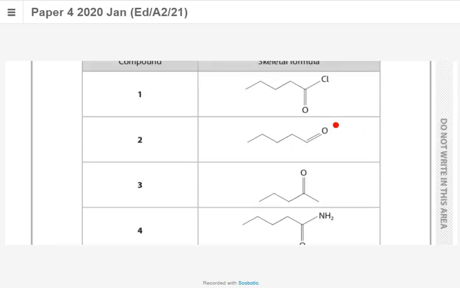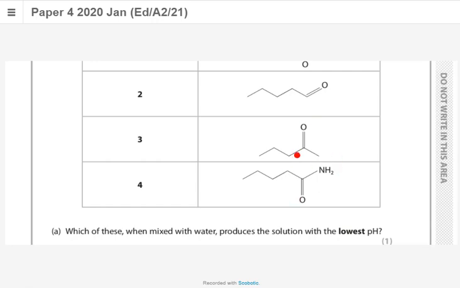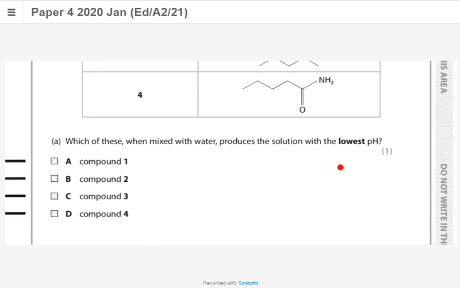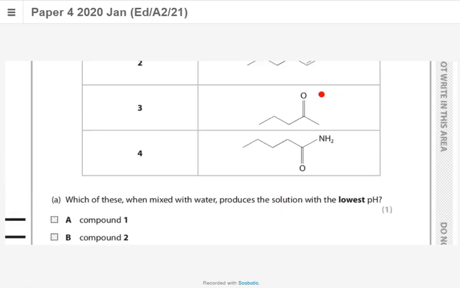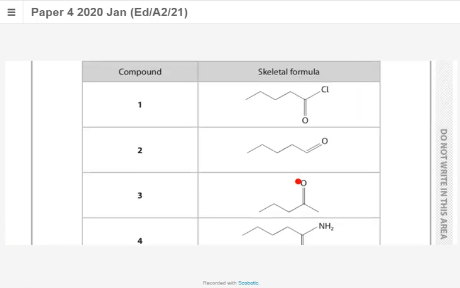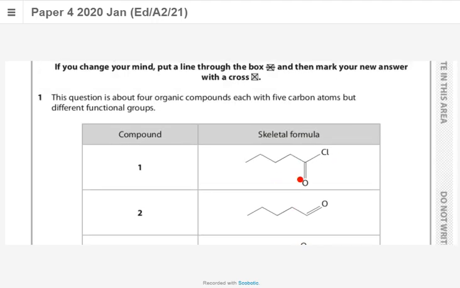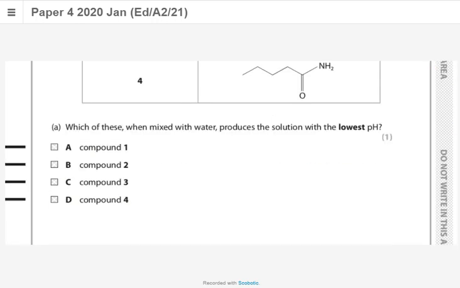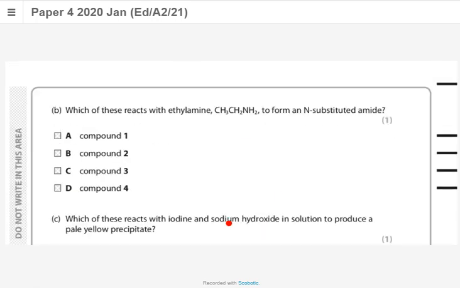You have an acid chloride, aldehyde, ketone, and an amide. Which of these, when mixed with water, produces a solution with the lowest pH? That means an acidic solution. Lower pH means acidic solution. Amides are neutral. Ketones don't produce acids. Acid chloride, when you put water, what happens? It forms the carboxylic acid and it releases HCl as a byproduct. As HCl is produced as a byproduct, it's acidic, so the pH is lowered. So the answer is A.